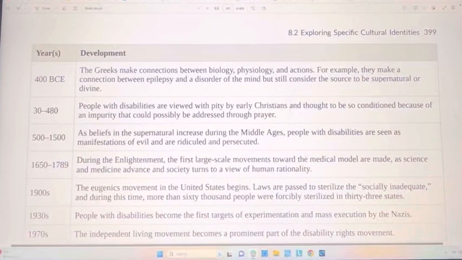Years and development. Here's a chart. 400 BCE, the Greeks make connections between biology, physiology, and actions. For example, they make a connection between epilepsy and a disorder of the mind, but still consider the source to be supernatural or divine.